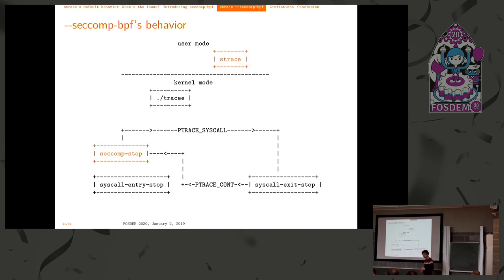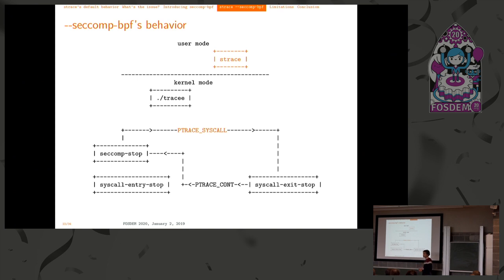But once we get in the kernel with a syscall of interest, the cBPF program is going to return RET_TRACE. And in this case, we're going to have a second stop. So it's a different event from the previous stops we had. And this is going to give control to strace in user space with a context switch. Once strace is done doing the processing for this syscall entry, it's going to restart the process with ptrace syscall.